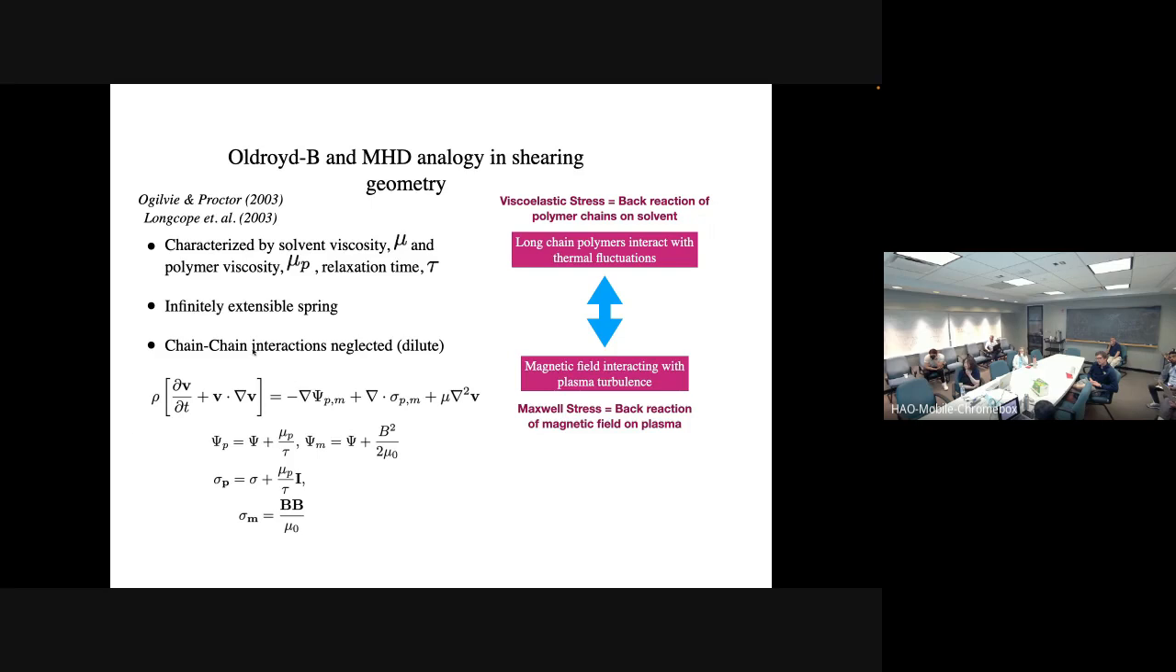Now, if you were to write down the equation of velocity in both systems, you can write it down in a very similar manner. Here psi is the isotropic pressure, psi_p and psi_m, whereas sigma_p and sigma_m are the anisotropic stresses because of viscoelasticity and the Lorentz forces, respectively.